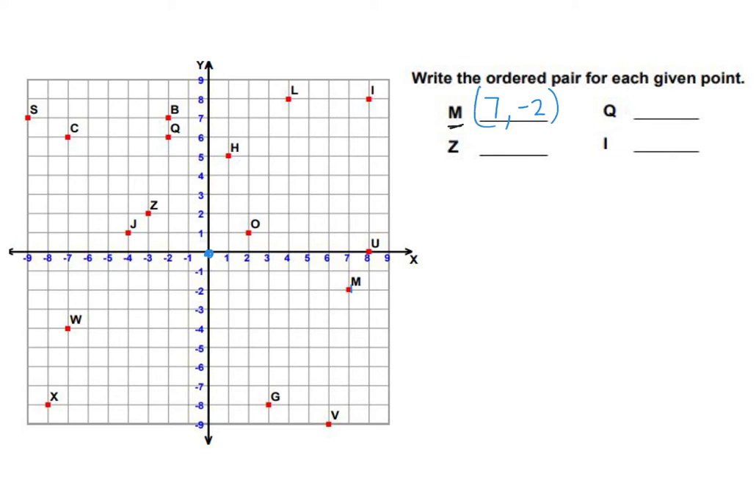So take a minute, write the ordered pair for each given point, and then press play to see if you got your answers correct. You may pause your video now. So the correct ordered pair for Q is -2, 6. The correct ordered pair for Z is -3, 2. And the correct ordered pair for I is 8, 8.